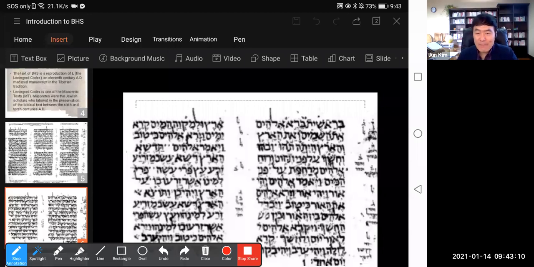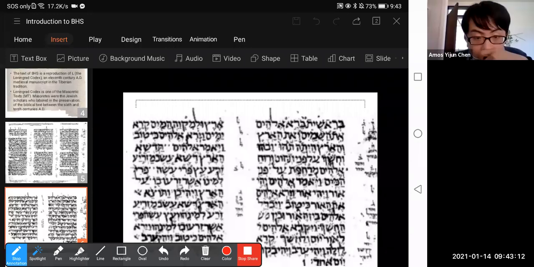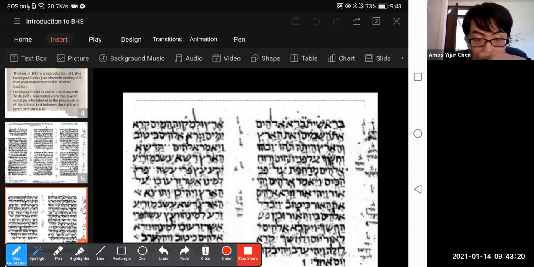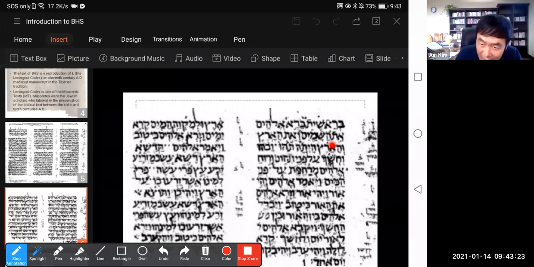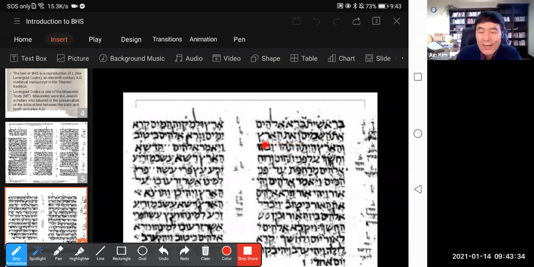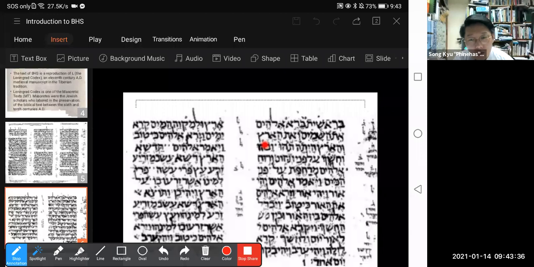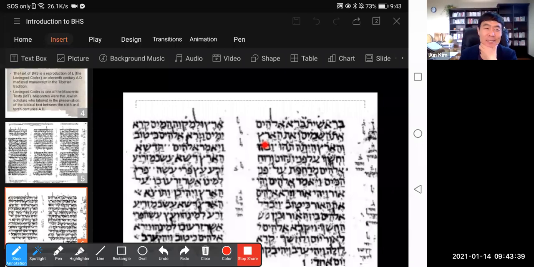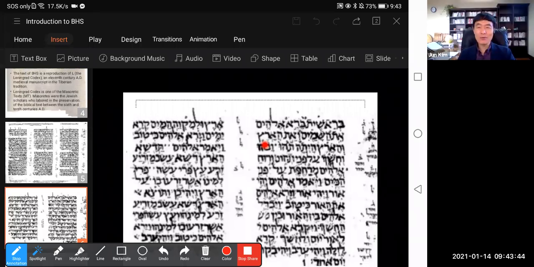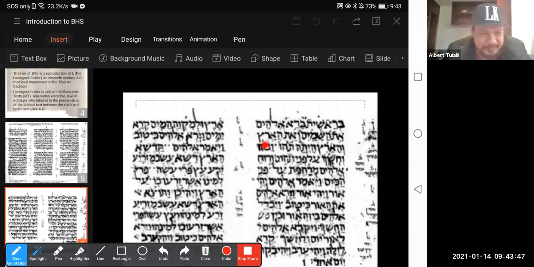And then the second line: et, Hashamayim, ve, et, ha'aretz. Now you can guess which passage it is. What is it? Genesis 1, Genesis 1:1. It's very impressive. Are you proud of yourself reading the Hebrew Bible?